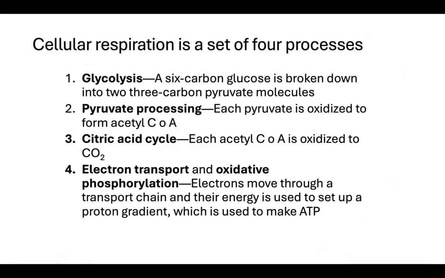And then we need to process that. That's going to give us acetyl-CoA. Then we're going to use that in the citric acid cycle. That's part 3. And we're going to see that. You probably have heard of that. It's also known as the Krebs cycle. And then finally, we're going to look at the electron transport. And there's an oxidative phosphorylation step at the very end, which gives us our ATP.